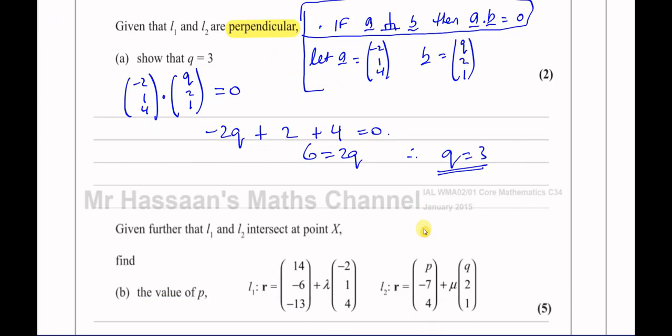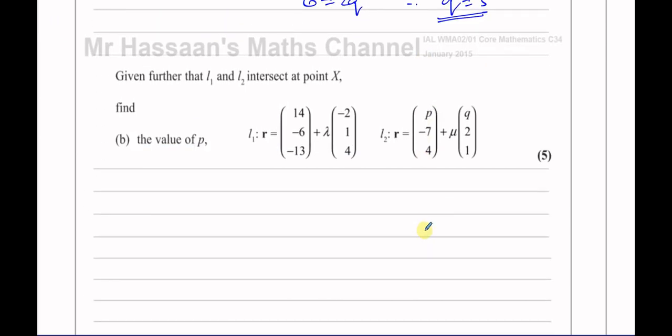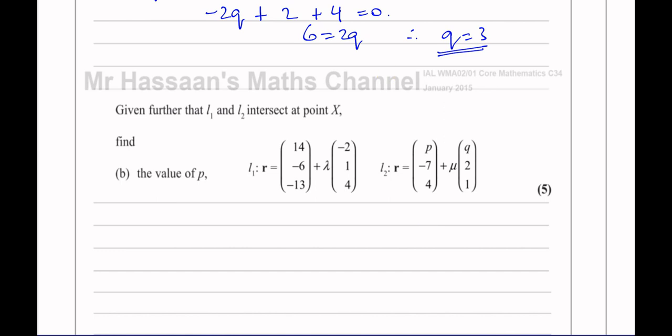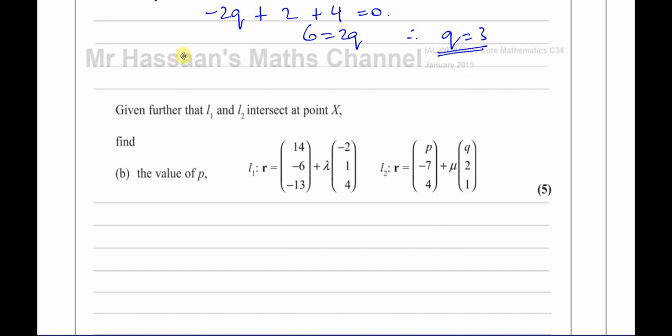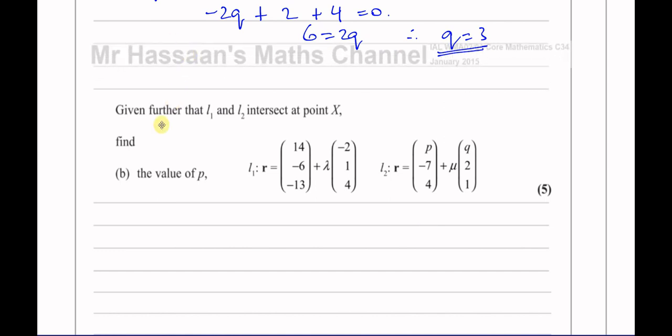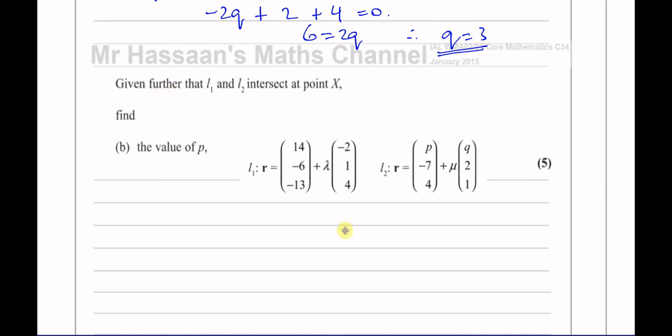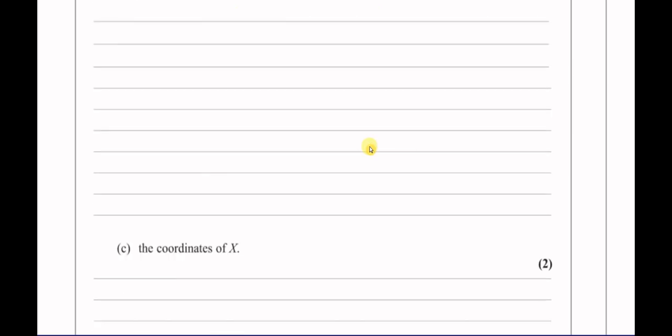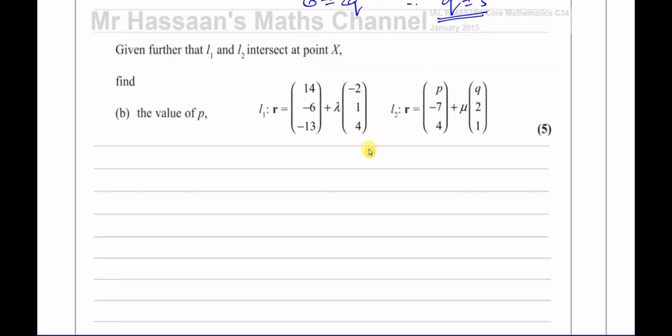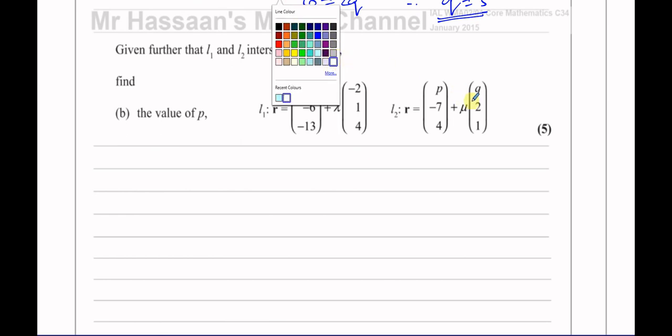All right, so now for part B, it says, given further that line 1 and line 2 intersect at the point X, find the value of p, just the value of p first. And then I think the next part says where they intersect. Yes, the coordinates of X where they intersect. So we now know that q is 3, so that's what we can fill in here. I'll just get rid of this and replace it with 3.